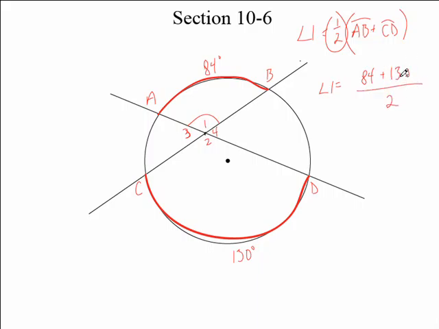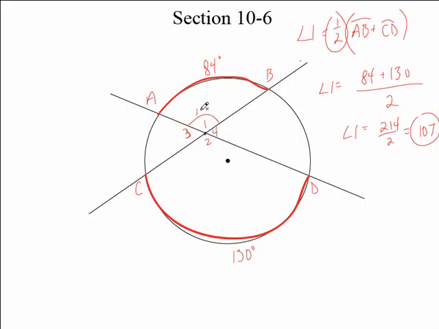All right, so 130 and 84 is what? 214. Angle 1 is 214 divided by 2. That's 107. So that's how you would find that angle right there. It's not too bad, is it? Look, once you find this angle, you could find these angles right here.